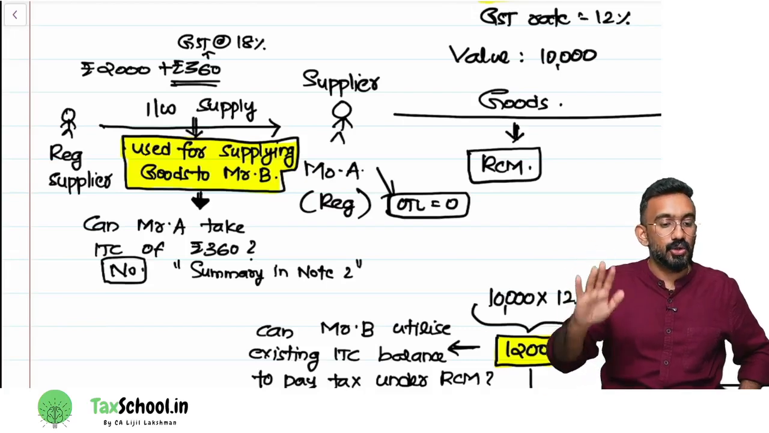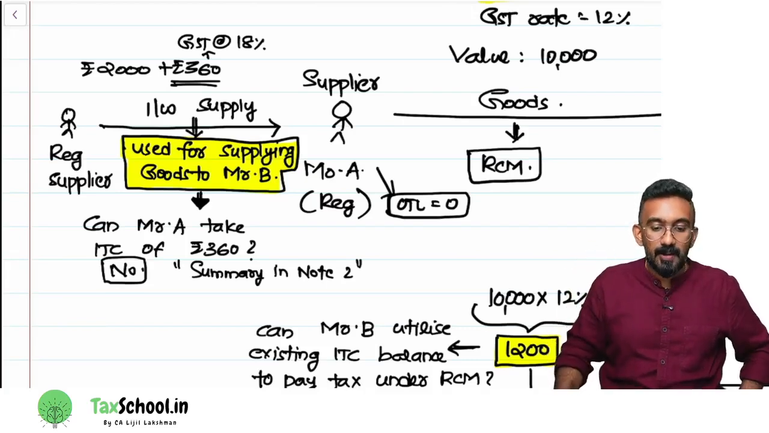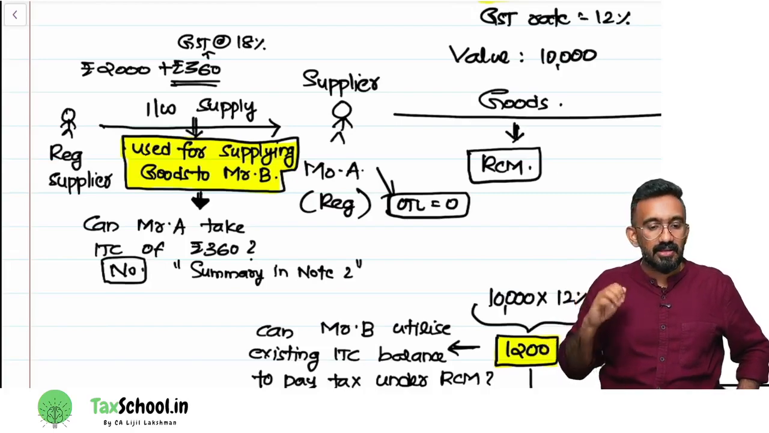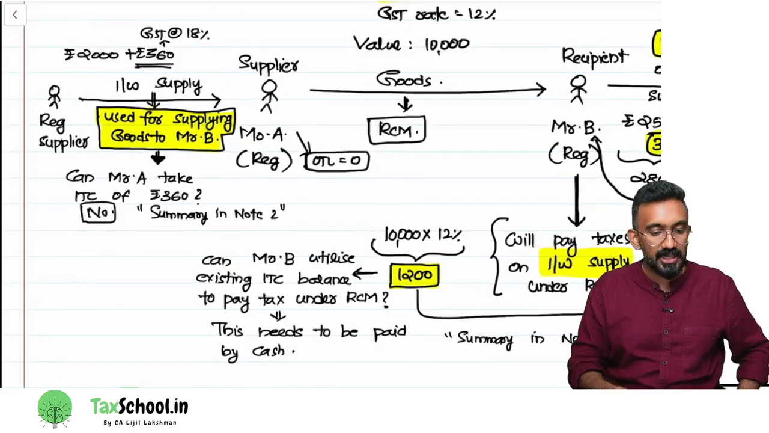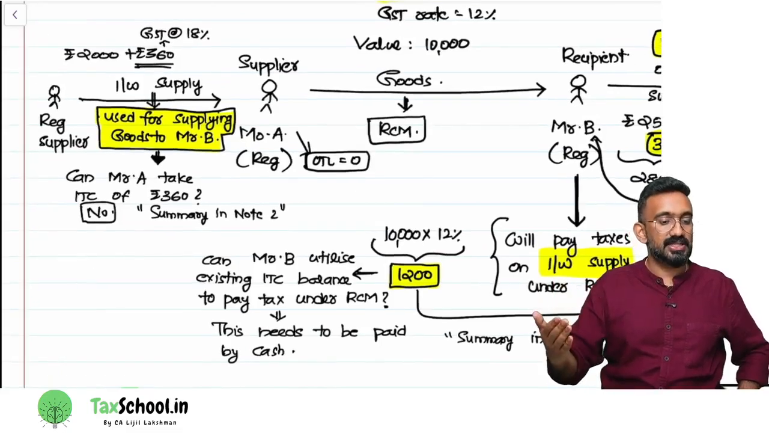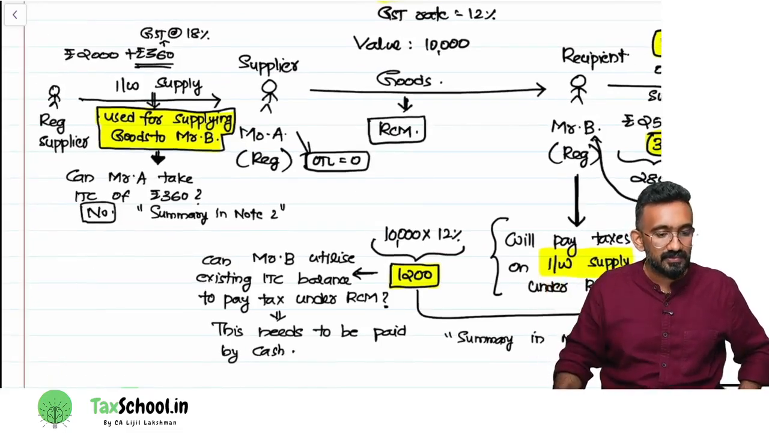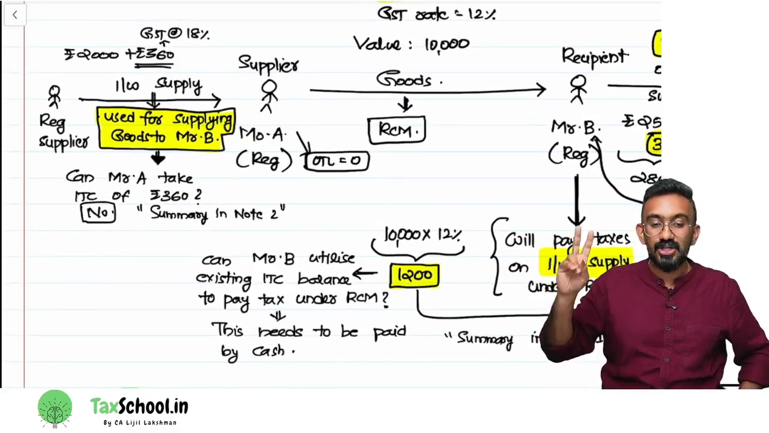The answer is again no. Why? Whatever purchases they made, when they are selling it to Mr. B, is Mr. A having any outward tax liability? No. If there is no outward tax liability, against what will I set off? So I have written this in note number 2.